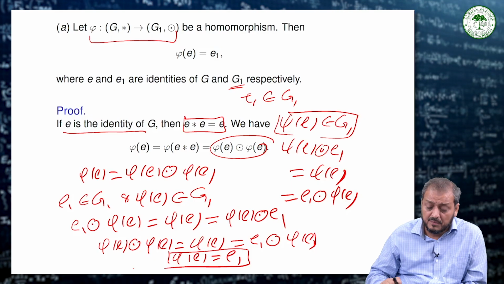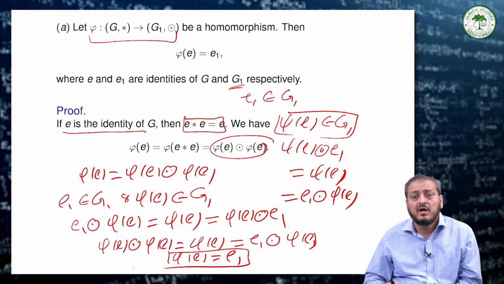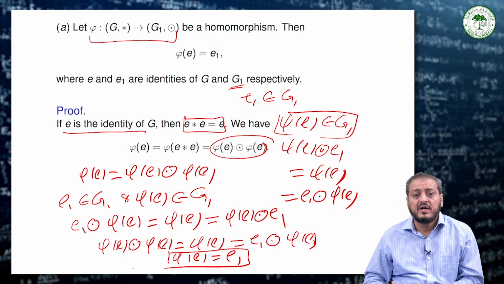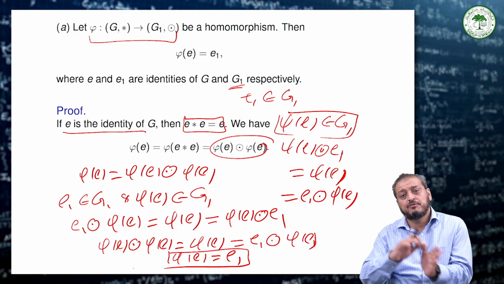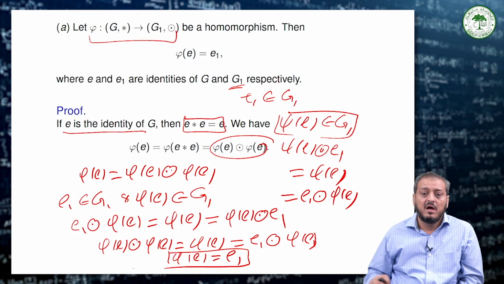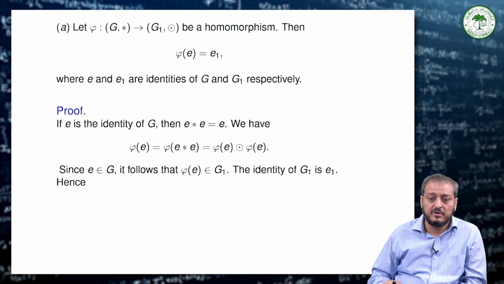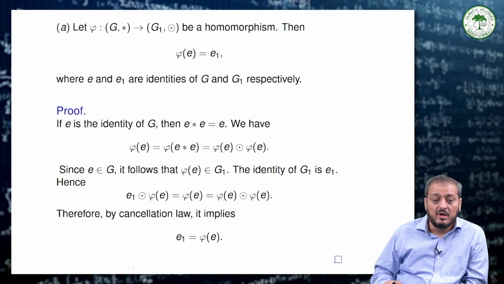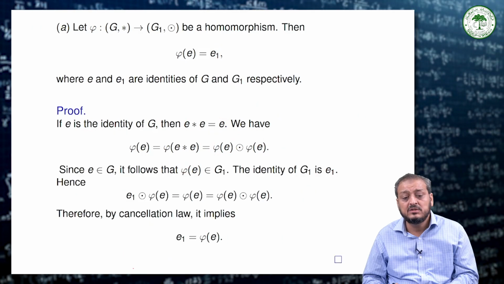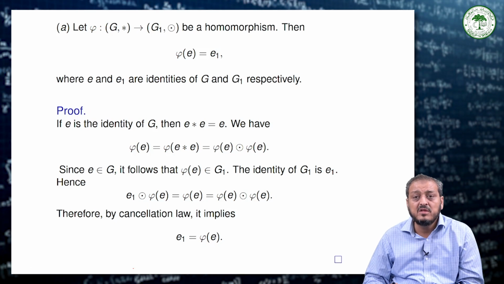So this completes the proof of the A part. We proved that if it's a homomorphism, then phi of E is always mapped to the identity E1.